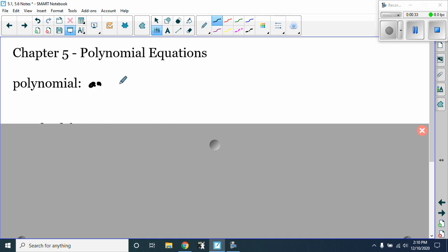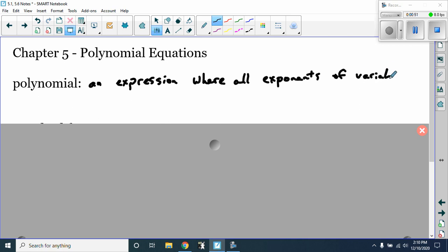A polynomial is an expression where all exponents of variables are whole numbers. So whole numbers, no fractions, no decimals in the exponents. Whole numbers also cannot be negative. So if you have a negative exponent, it is not a polynomial. If you have an exponent of like the 1/2, it is not a polynomial. The exponent could be 0 technically.